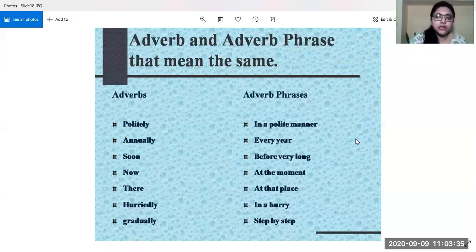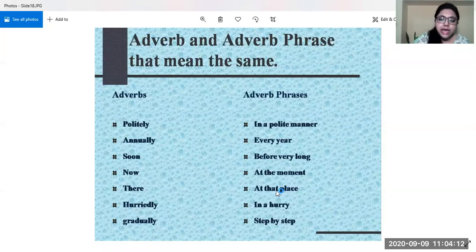Now, like we have done adjective and adjective phrase, similarly we have adverb and adverb phrase, like politely. Whenever you have an adverb of manner, most of the time we write it like this: in a polite manner. If the word would have been rudely, then we would have written in a rude manner. Okay. Annually becomes every year. Then soon can be written as before very long. Then now can be written as at the moment or this very moment.